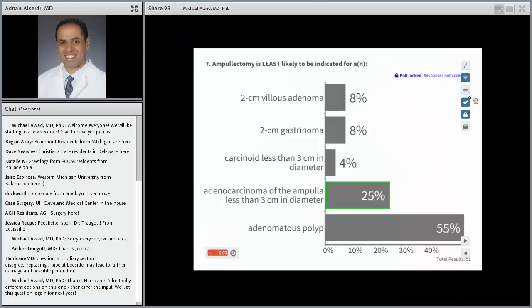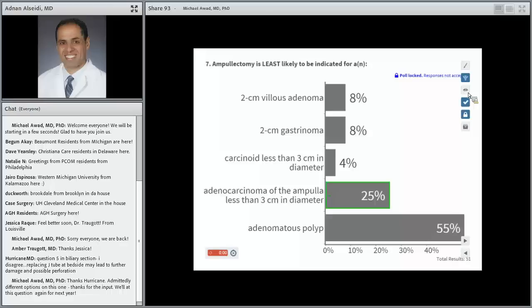So the correct answer is actually D, which is adenocarcinoma of the ampulla, less than 3 centimeters. Remember that ampullectomy is a resection that's typically not done for cancers. And all of these at this point are not cancers except D, which is adenocarcinoma of the ampulla. So for adenocarcinoma of the ampulla, we treat these because they're malignant. We treat this with a pancreaticoduodenectomy, as opposed to the other ones, which you don't actually know.